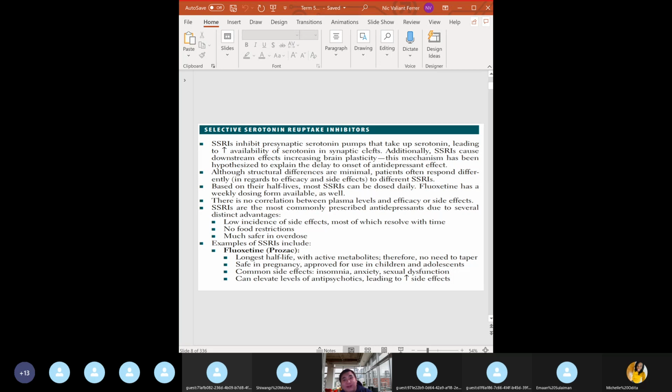Drugs that increase serotonin may be found in over-the-counter what? That can possibly lead to serotonin syndrome. Nasal decongestants. Excellent. Your dextromethorphan fans, right? It can possibly cause serotonin syndrome. So based on their half-lives, most SSRIs can be dosed daily. Fluoxetine has a weekly dosing form. There is no correlation, however, between plasma levels and efficacy or side effects.